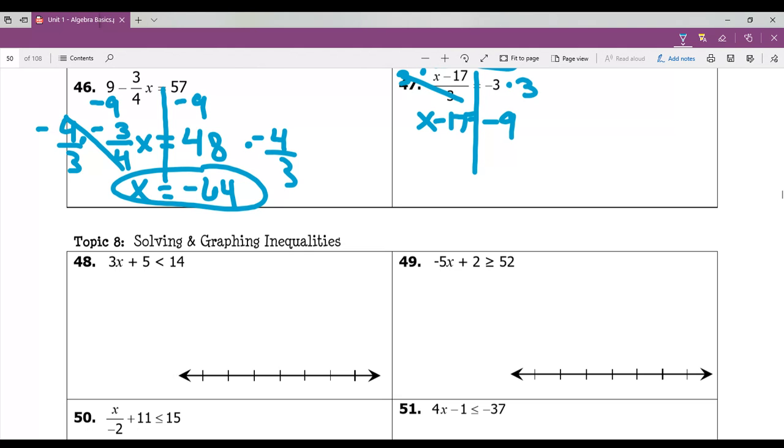And then negative 3 times 3 is negative 9. Then I'm going to add my 17. That should be 8. I really don't trust myself sometimes. Whoa. Yeah, 8. Alright.